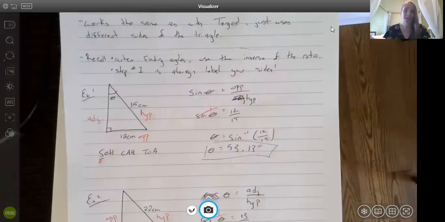Okay, that's it for today's lesson. Tomorrow we'll be using sine and cosine to find missing side lengths.